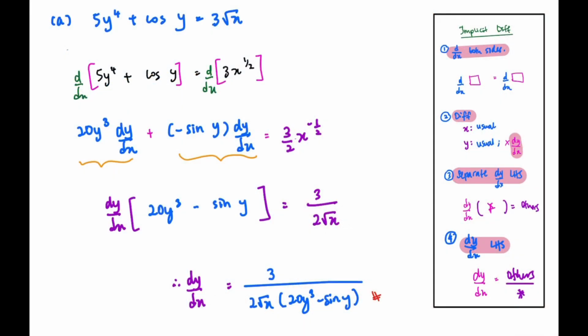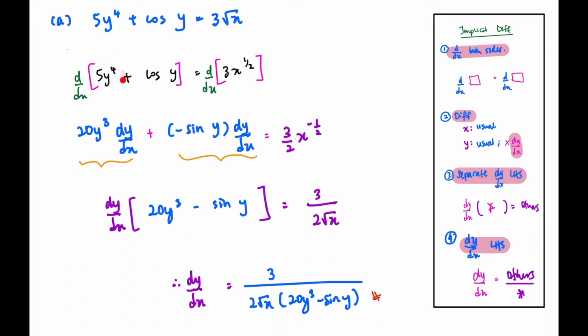In this example, 5y to the power of 4 plus cos y equals 3 sec x. So now let's do implicit differentiation, because the argument of your cos is now y, so we cannot separate x and y. Let's do the first step, take d over dx on both sides. Second step, differentiate as usual.